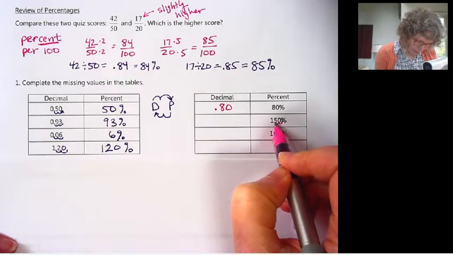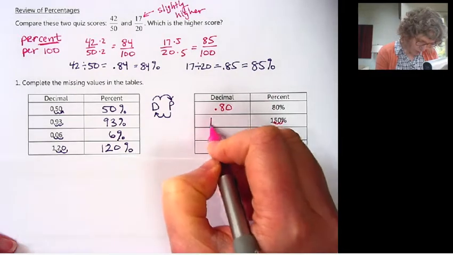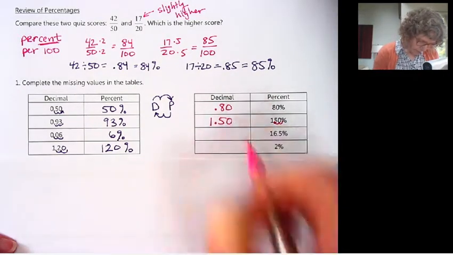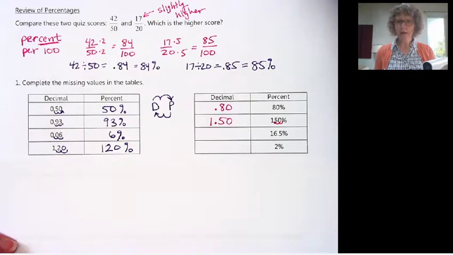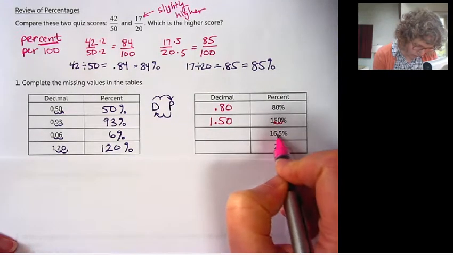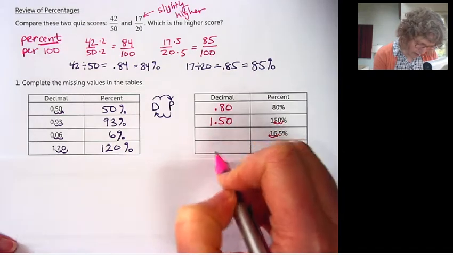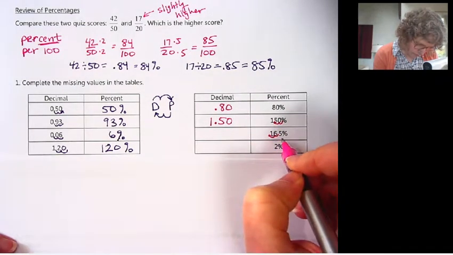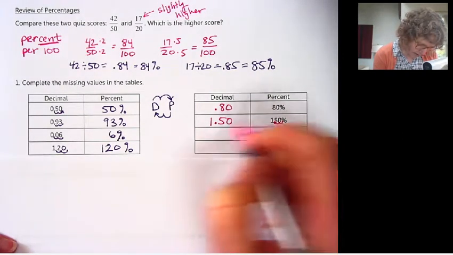150% is going to be more than 1 because it's over 100. So 1.5 or 1.50. We're moving these over twice each time. Oh, yes.